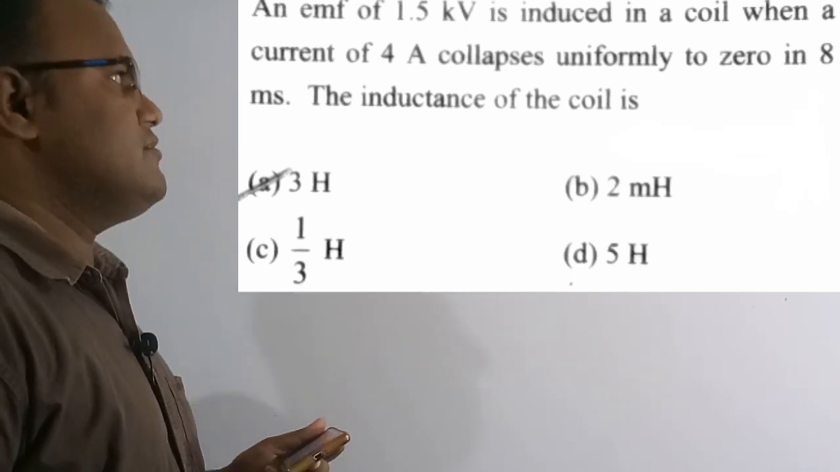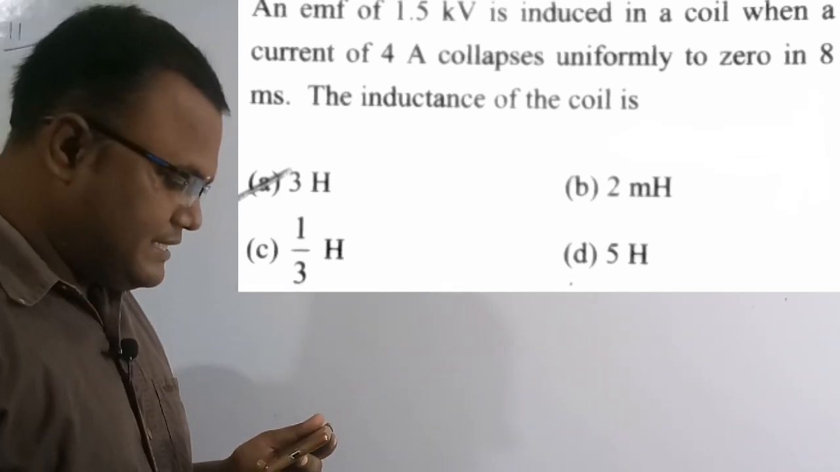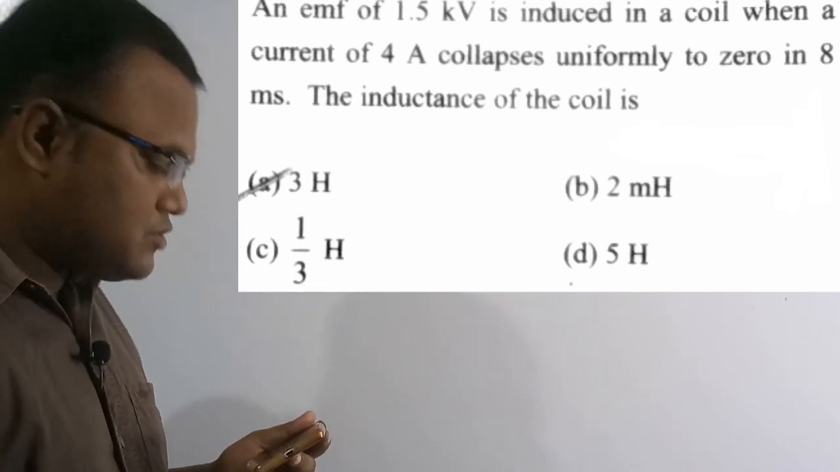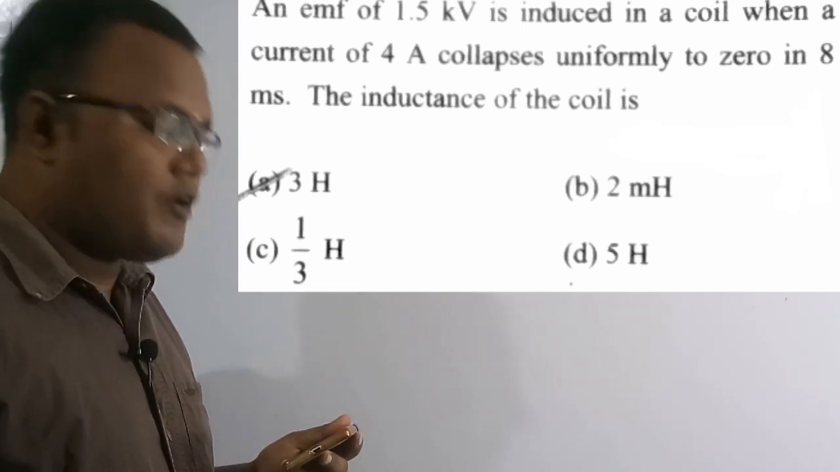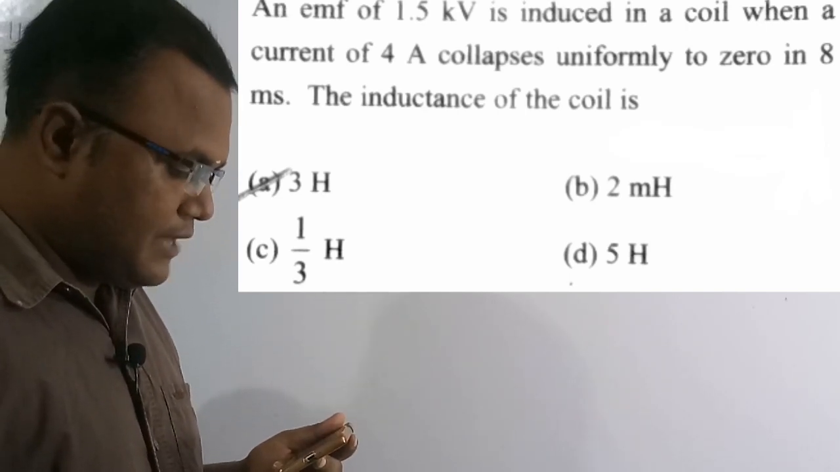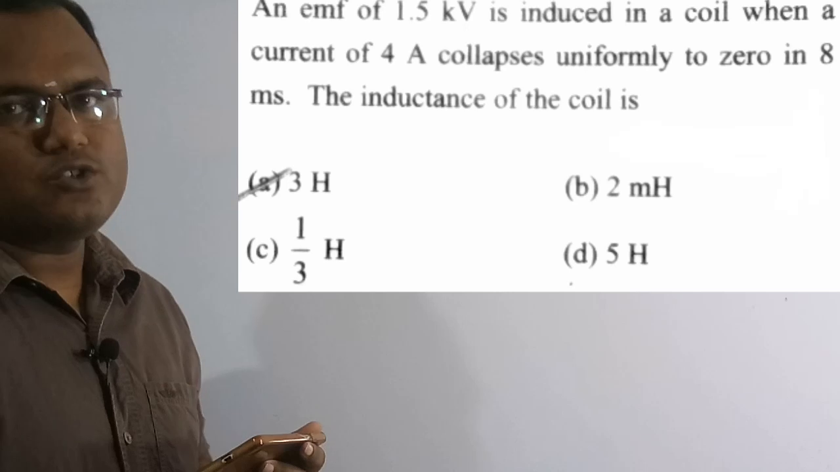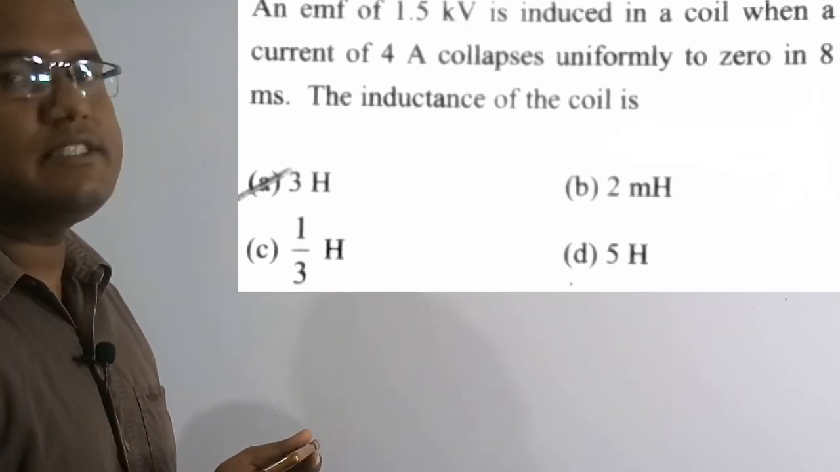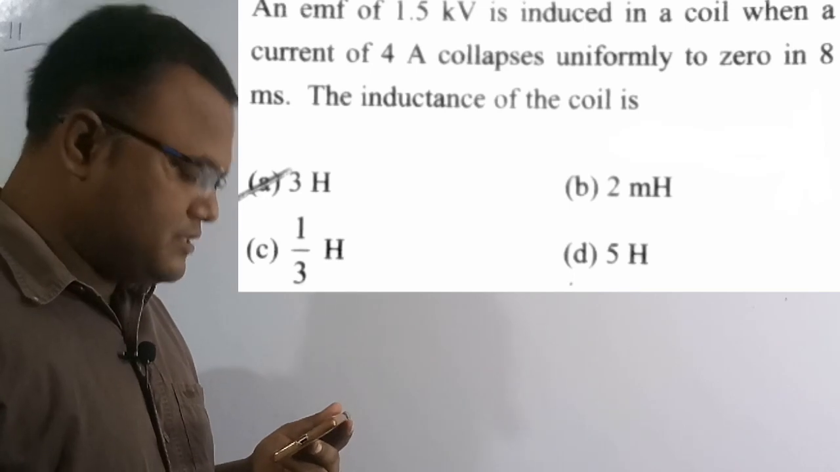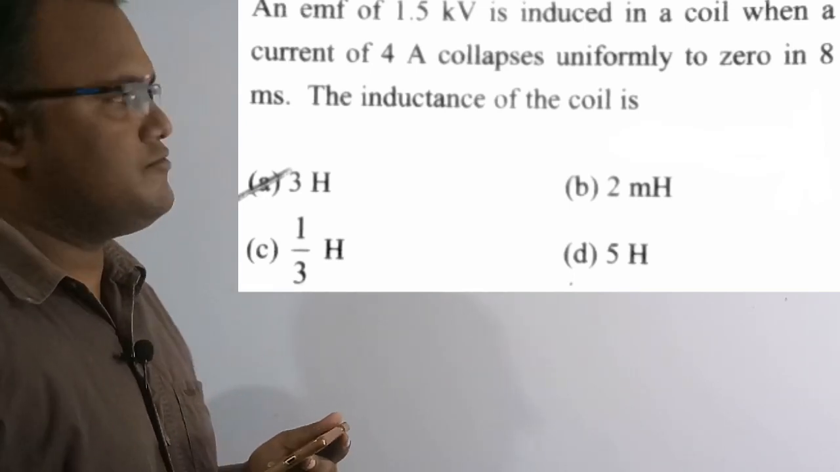So basically they have given an inductor coil. In this inductor coil, an EMF of 1.5 kilovolt is induced when a current uniformly collapses from 4 ampere to 0 ampere in a time period of 8 milliseconds. Based on this data, we need to find the inductance of the coil. So what are the four options? Option A, 3 Henry, is the correct solution of this question.